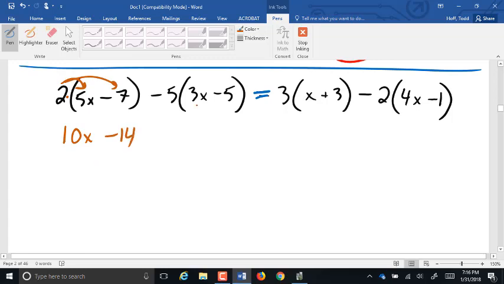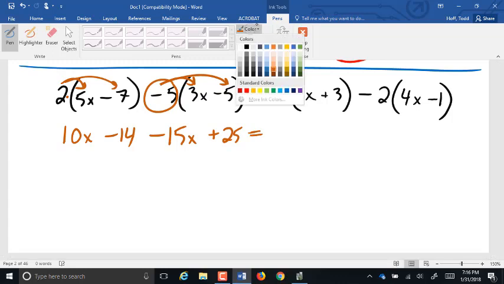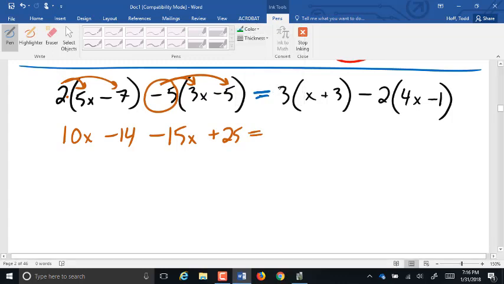The next parentheses, anything I can do inside of it? Nope, but 2 times negative 5, you got to remember, the negative is going to go with that 5. So negative 5 times 3x is negative 15x. Negative 5 times negative 5, positive 25. Now I'm going to stay on the left side. What can I still combine? Perfect. 10x and negative 15x is a negative 5x.